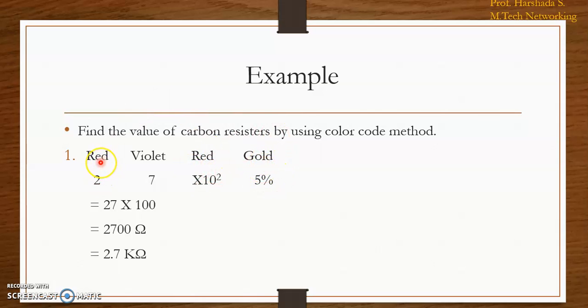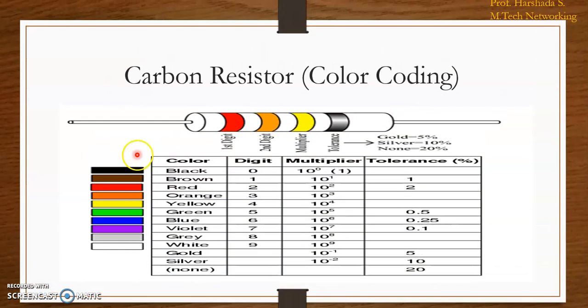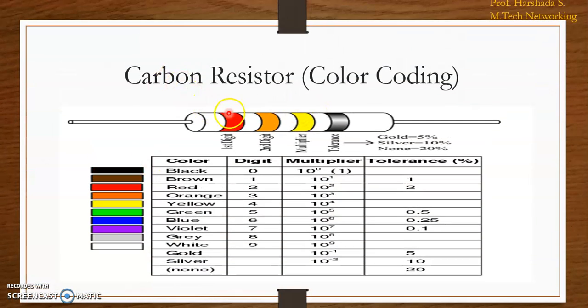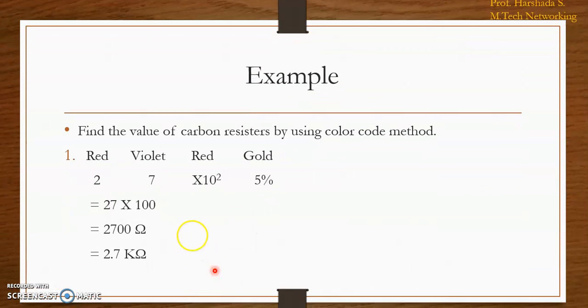Now what is the value for red? So see here, in this chart, red contains which value? 2. So that's why here I write 2. Then the second digit is what? Violet. So see, this type of resistor is there. In this example they give red, violet, again red and gold. So the first ring is what? Red. So what is the digit for this? 2. Then violet has which digit? The digit 7. So the second digit is 7.